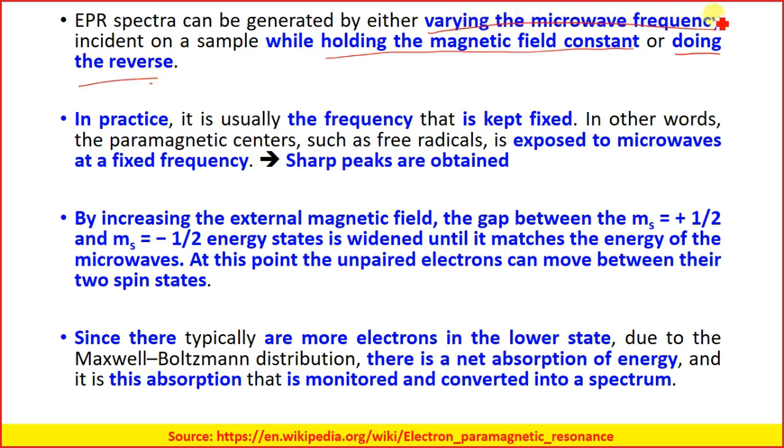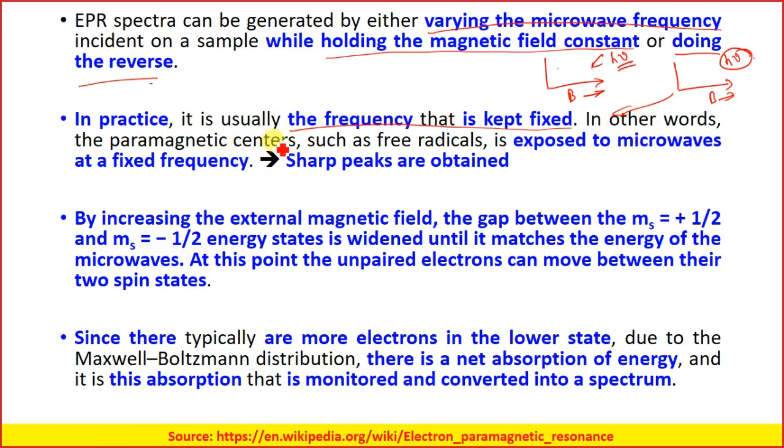Sorry, varying the microwave frequency incident on the sample while holding the magnetic field constant, or doing the reverse. In NMR, what we said, we increase the magnetic field in this direction, and correspondingly we fix the radio frequency hν. Similarly over here also, you keep the magnetic field increasing and keep the microwave frequency constant. In practice it is usually the frequency that is kept constant, right?